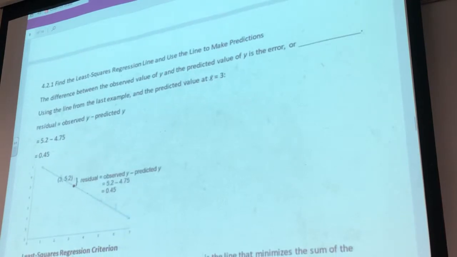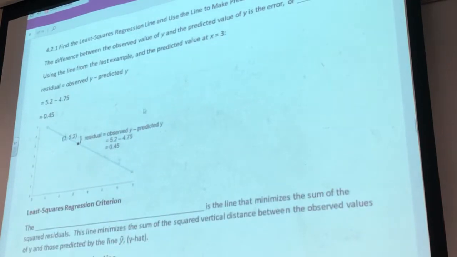So come down here, they're going to define this thing right here. It's called the residual. So here's our line that they found. It's just one of the many lines, but this is the line that they found. And then this point right here is going to be 3, 4.75. Right?